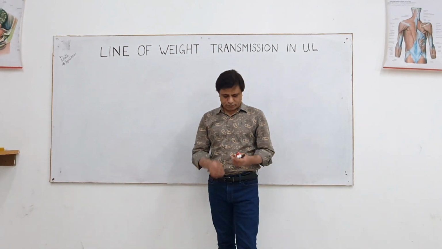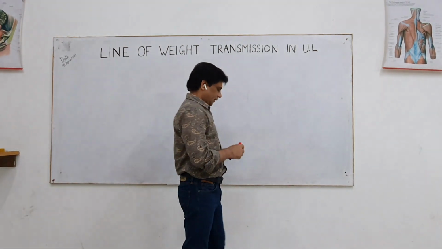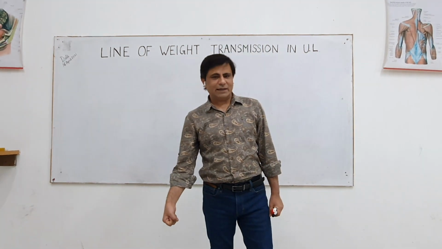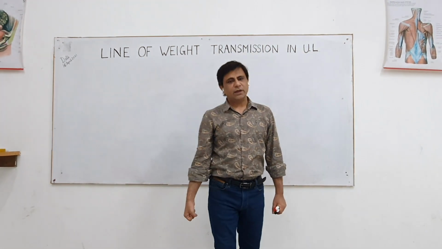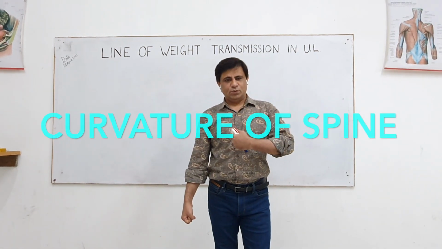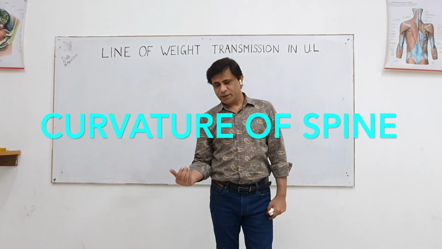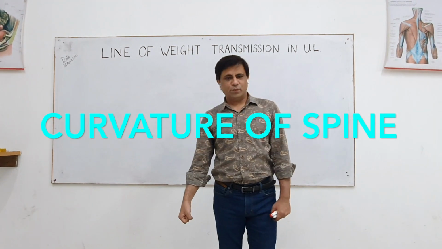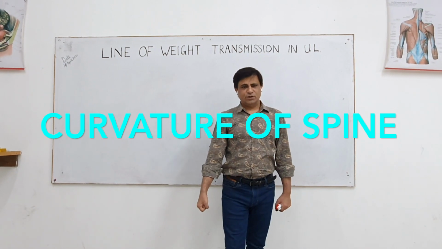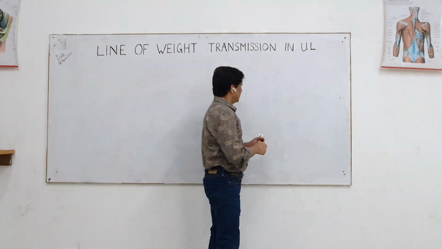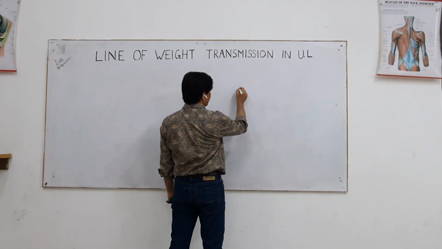Can you think, if a person is carrying, let's say, 10 kg weight in his right hand and is walking like that, will the spine be convex on the right side or concave on the right side when lifting around 10 kg? What will be the curvature of the spine? Are you guessing what I'm asking?